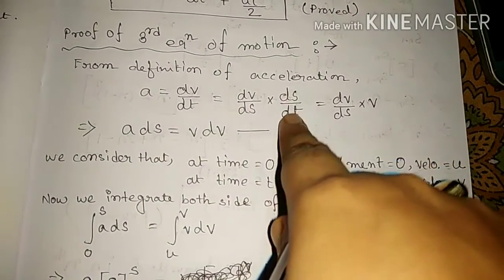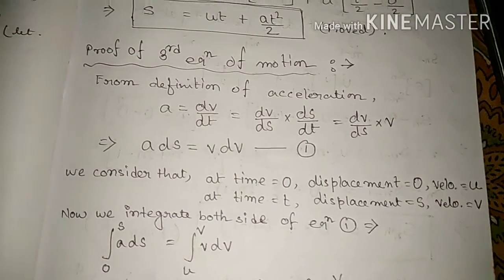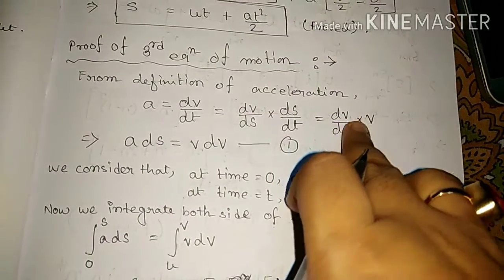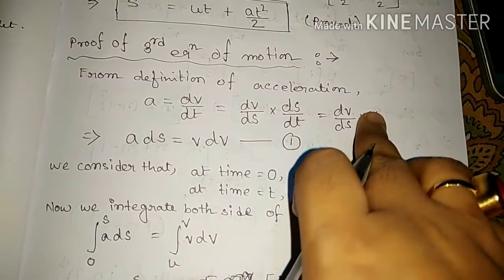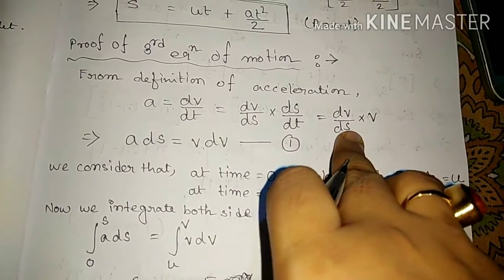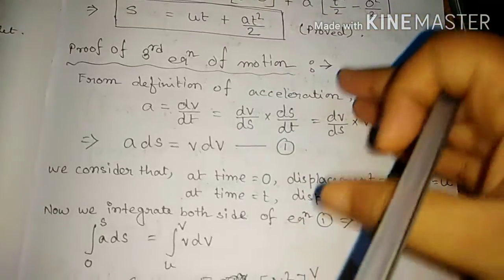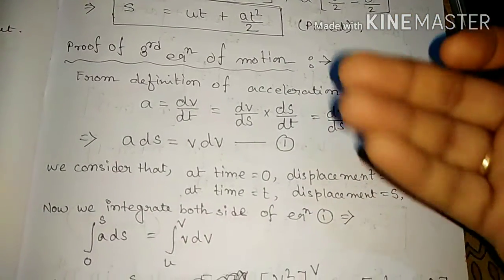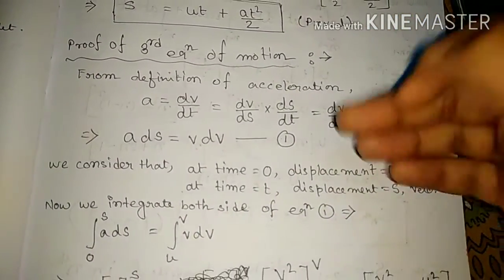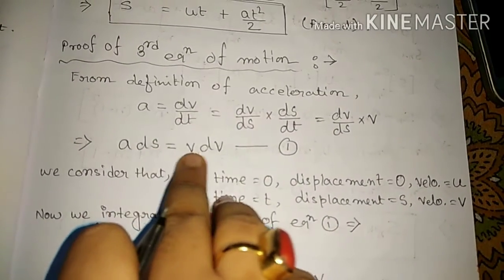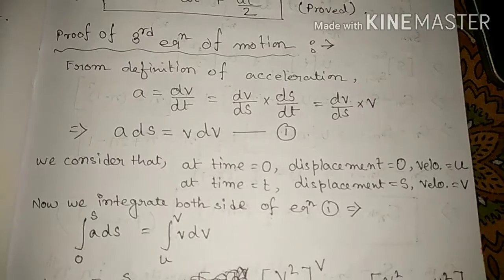Now ds by dt means velocity, the rate of change of displacement is called velocity. So a equals dv by ds into v. In this equation two variables are there, one dv, another ds. If we integrate with some limit, we get velocity as well as displacement. So we simplify and write a into ds equals v into dv.